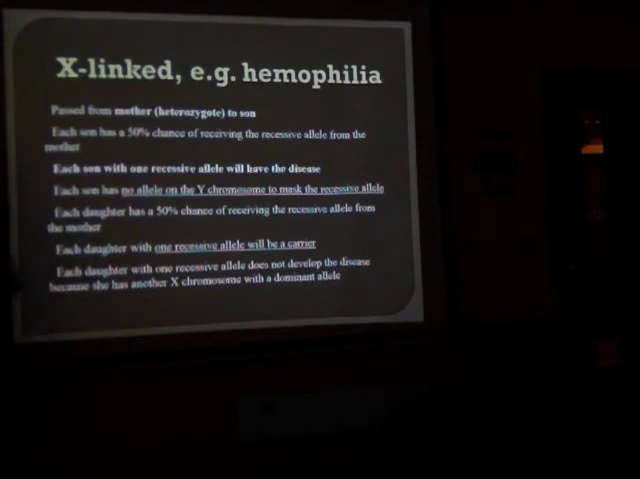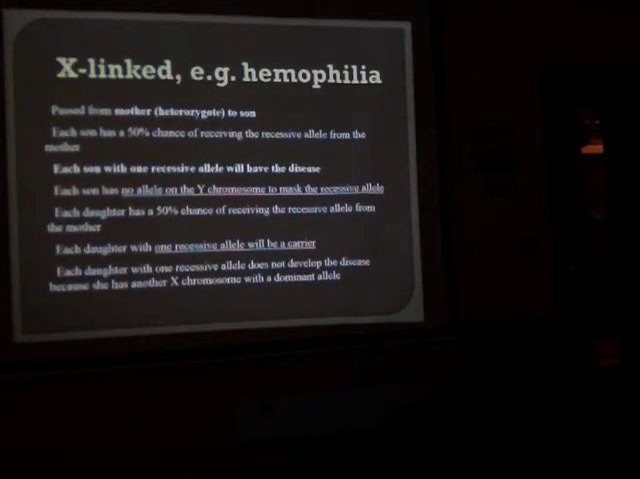And we can still set it up like a Punnett square. Right? Each son has a 50% chance of receiving a recessive allele from the mother. If she has two recessive alleles, if she has a trait, if she's a hemophiliac, all her sons will be hemophiliacs, right? Period.